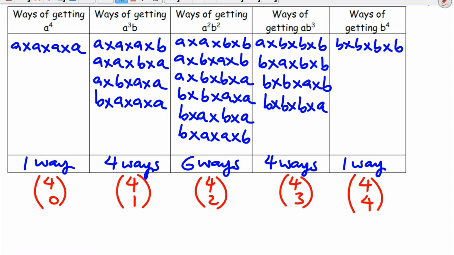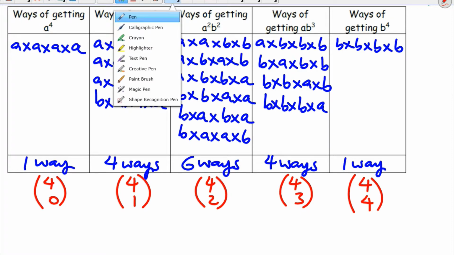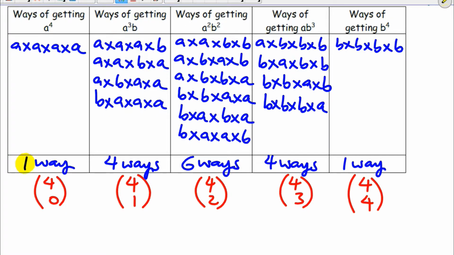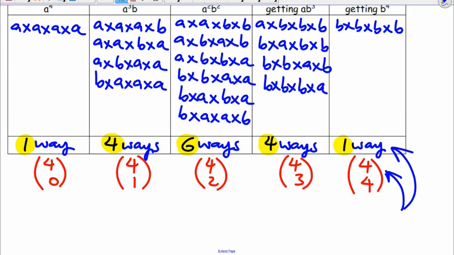Now, if you look at these numbers here, 1, 4, 6, 4, 1, they correspond to the fifth row of Pascal's triangle. So basically, these numbers here correspond to this one, and this one likewise. They correspond to the fifth row of Pascal's triangle.